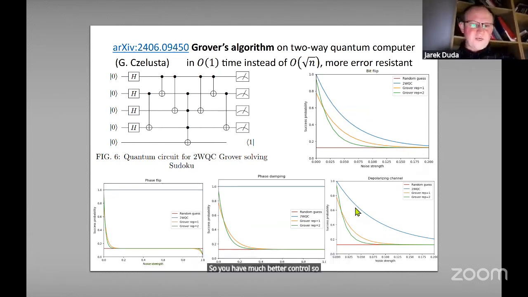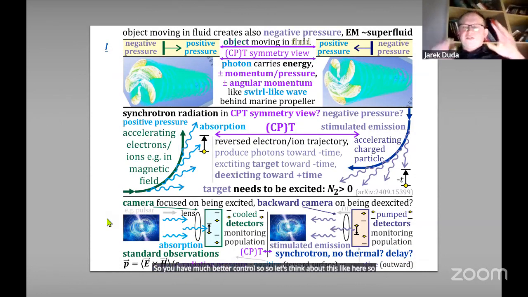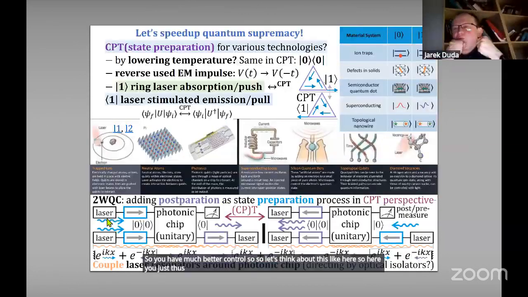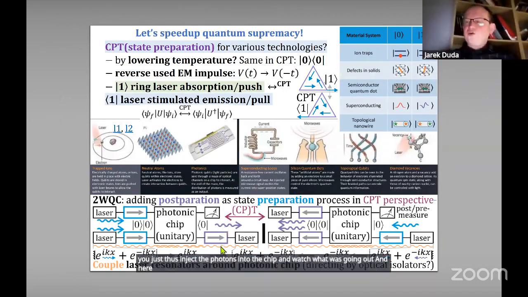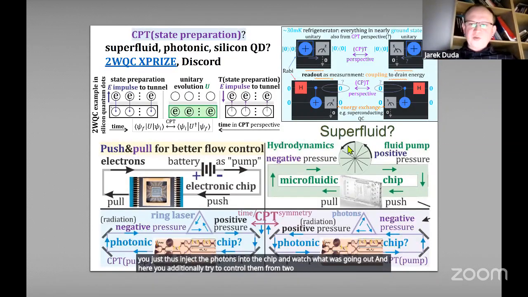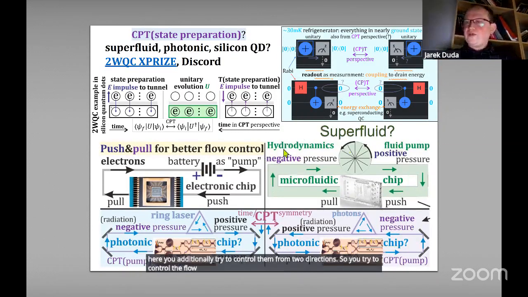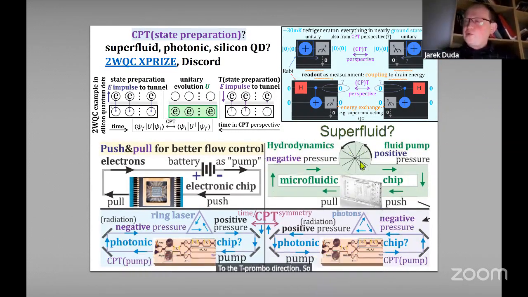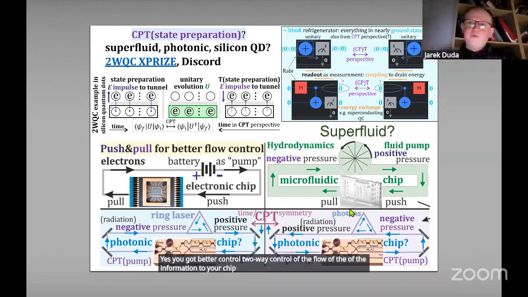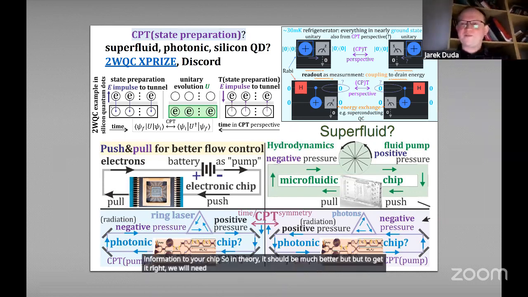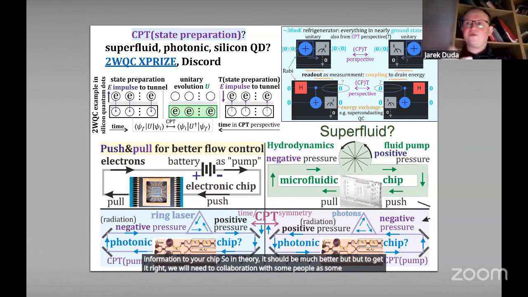So let's think about it like this. Here you just inject the photons into the chip and watch what's going out. And here you additionally try to control the flow to the chip from both directions. It allows you to get better stability of the flow. Yes, you get better two-way control of the flow of information through your chip. So in theory, it should be much better, but to get it right, we would need collaboration with some experts in these technologies.